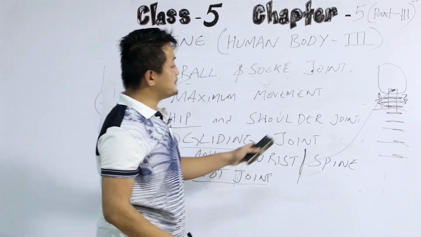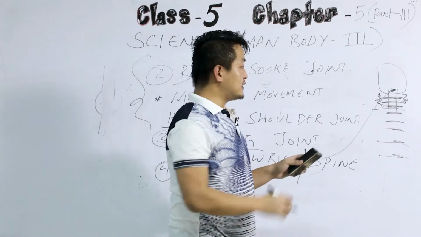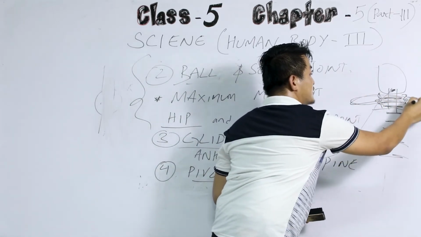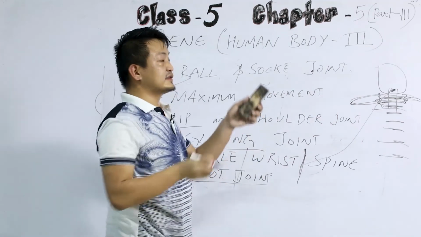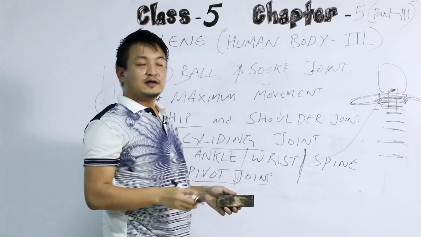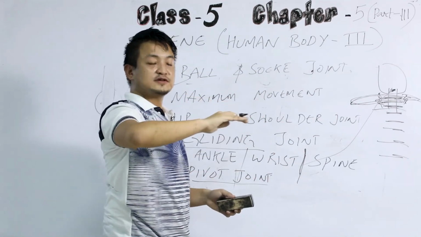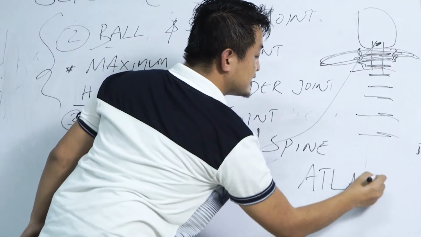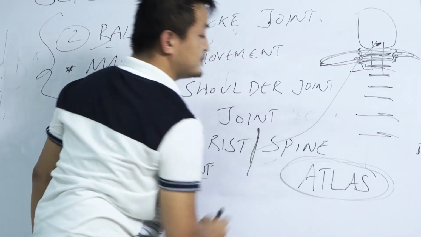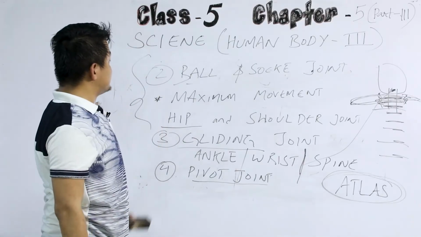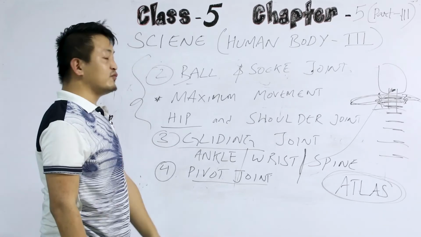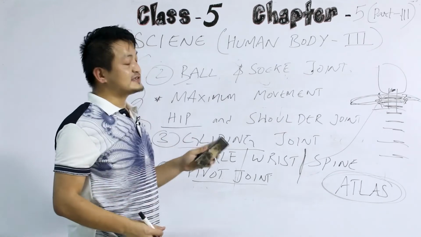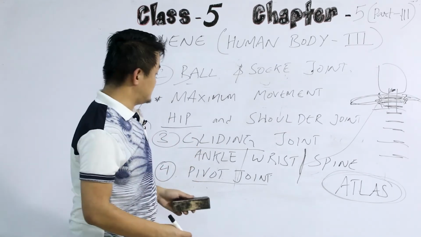Now here, one point you can note down, okay. The uppermost one, we have 33 small bones, right? So the first one is known as atlas, okay, A-T-L-A-S. Clear? So students, we are done with these four types of movable joints. And in this chapter, we have the last topic left, that is about our muscles, okay, muscles.